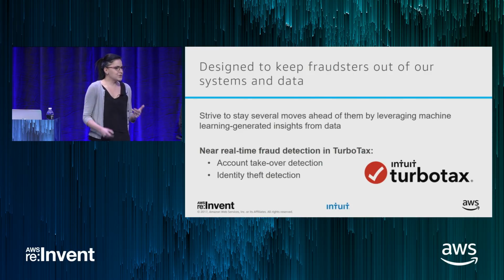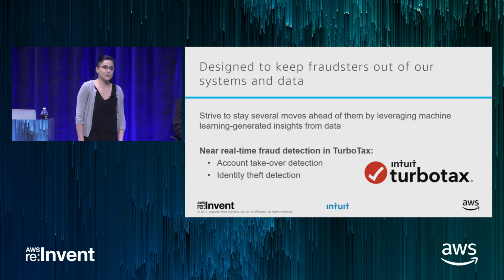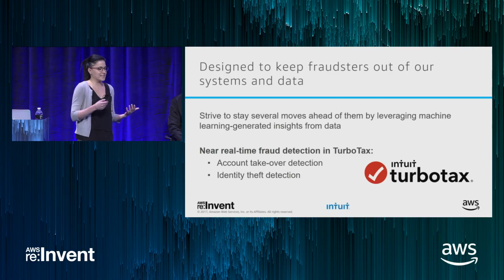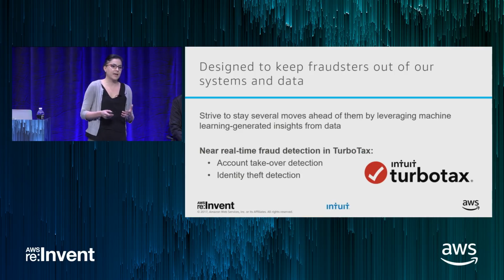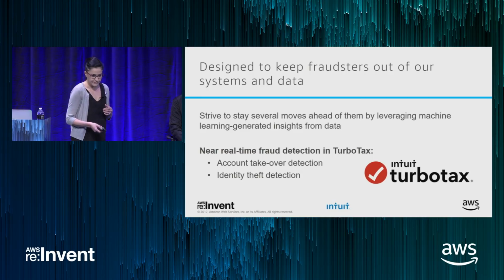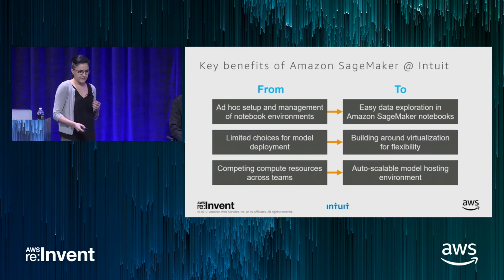Fraudsters are adaptive adversaries. They're constantly changing their tactics. They're a living, breathing thing. And so we need to not only develop models that detect fraud offline, but also deploy those models online so we can enable our products to make real-time decisions to block fraud in its tracks. So we actually have both of those use cases in production today.